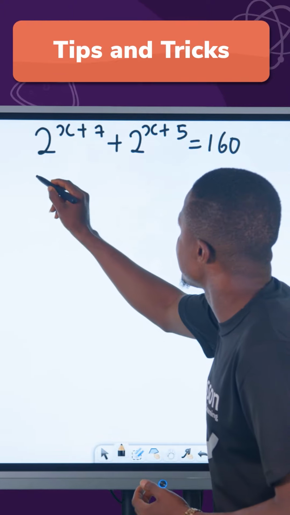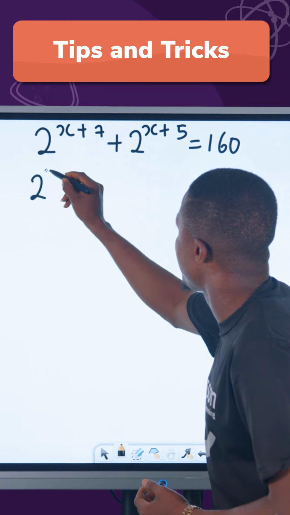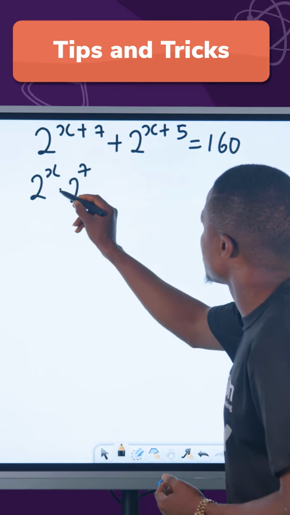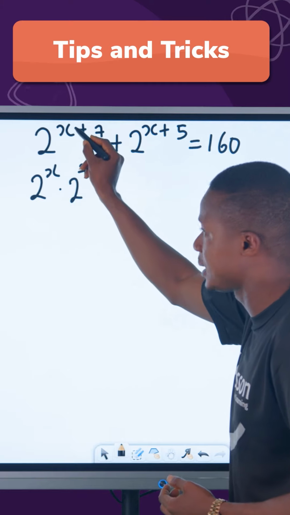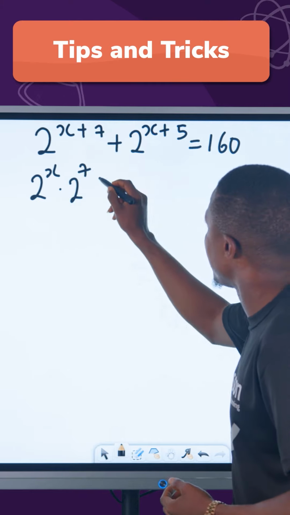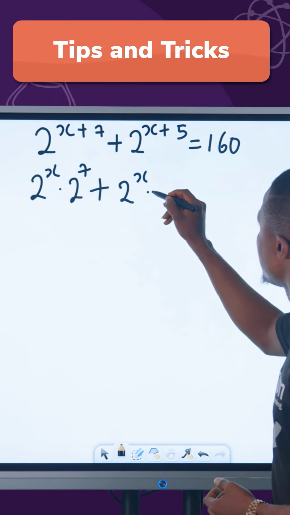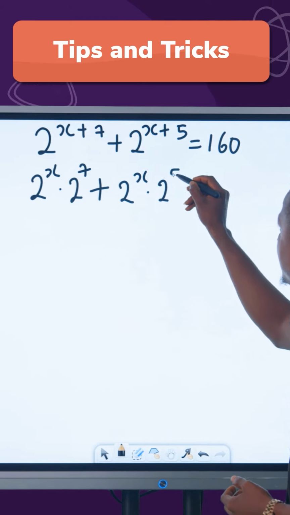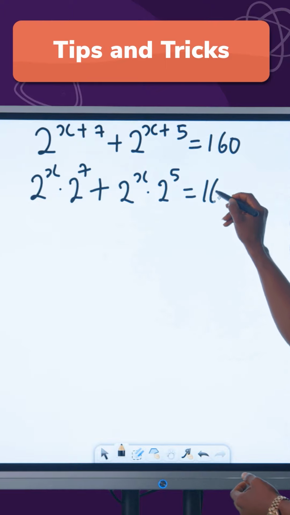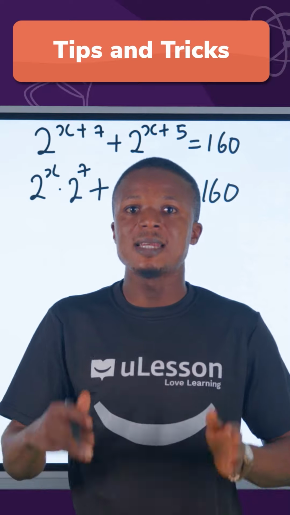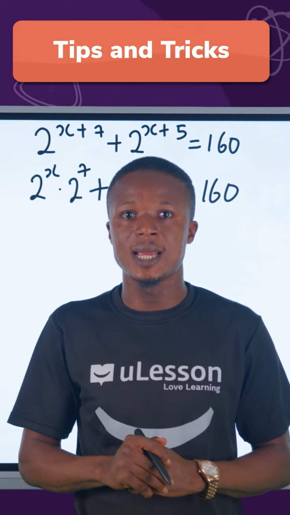So I have to write that this is the same as 2 to the power of x multiplied by 2 to the power of 7, because multiplication means adding the powers to get x plus 7 again. Plus, coming here, I'll have 2 to the power of x multiplied by 2 to the power of 5 equal to 160. Now, you've noticed that 2 to the power of x is common. You have to factor it out.